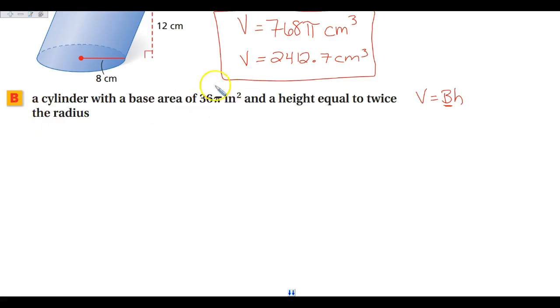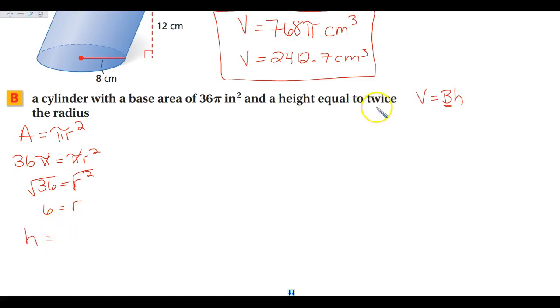So that means I know that the area of the base is 36 pi. So my area formula, remember, is pi r squared. So I know that 36 pi is going to equal pi r squared. I can divide both sides by pi, and I'm going to have 36 equals r squared. Square root both sides, I get that 6 is my length for my radius. Now, my height, it says it's equal to twice the radius, so it's going to be 2 times r. So my height is going to be 12, because it'll be 2 times 6.